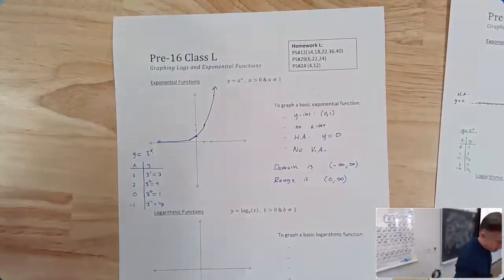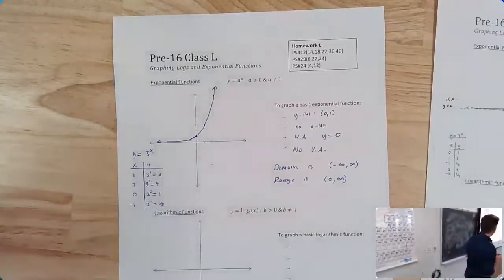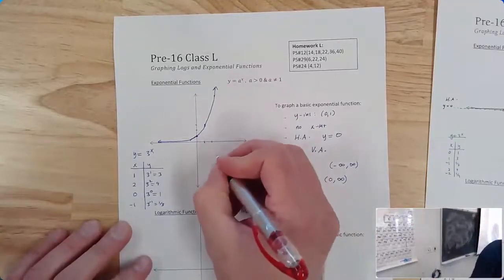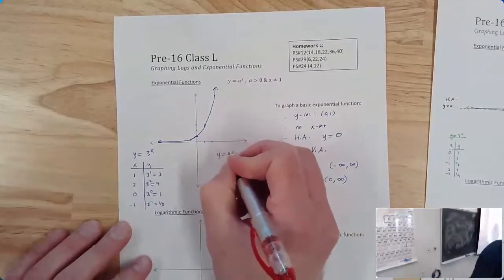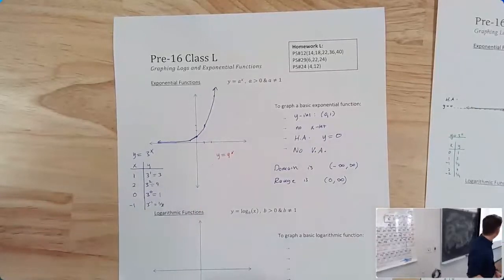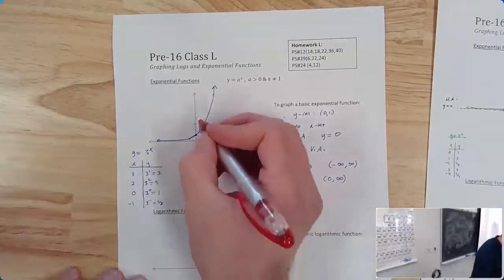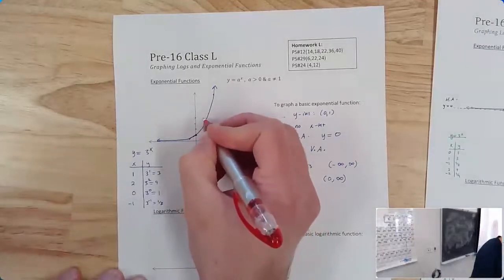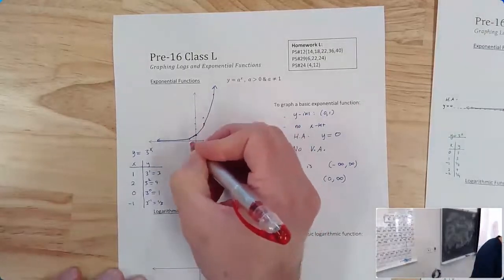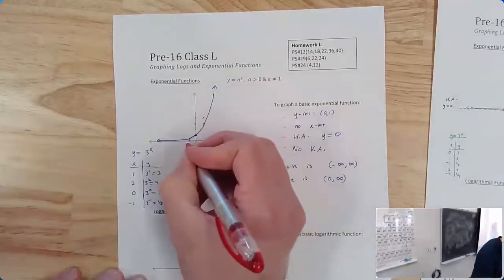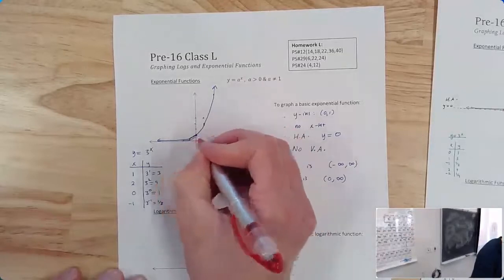A couple other things here. The bigger your base, the steeper the graph. So if I instead were to try and graph, say, y equal to 4 to the x, it's going to have the same sort of shape, except now if I plug in 1, I would get 4, instead of 3. If I plugged in -1, I would get a smaller value of 1/4. So it's actually going to be a steeper graph.